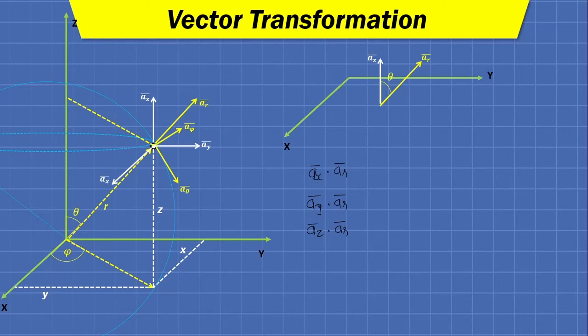So this is our ar bar, which is making a theta angle with az bar. So as you can see, this angle is theta, so this angle will also be theta.